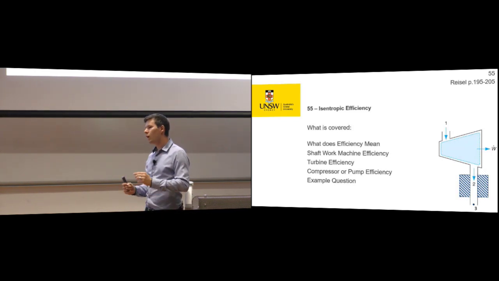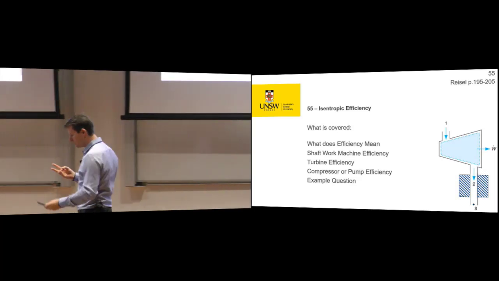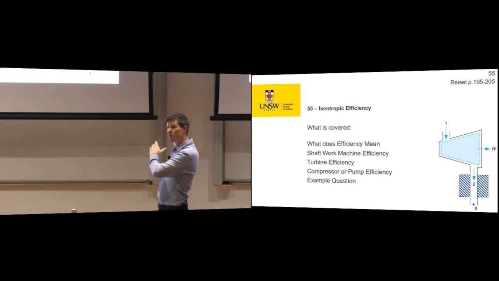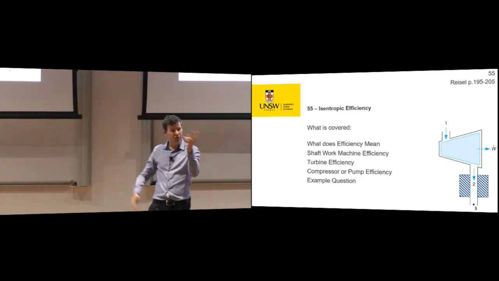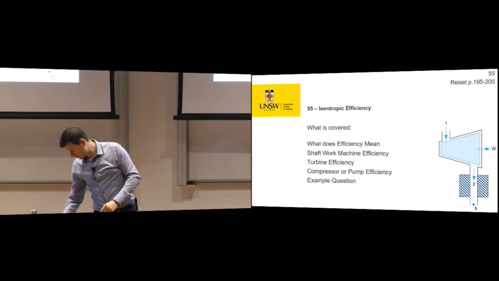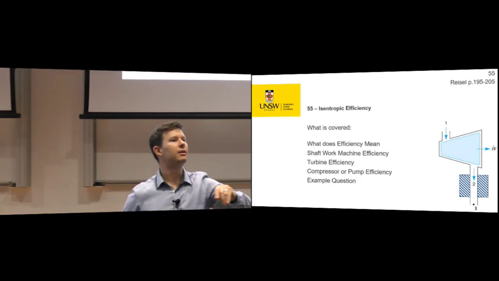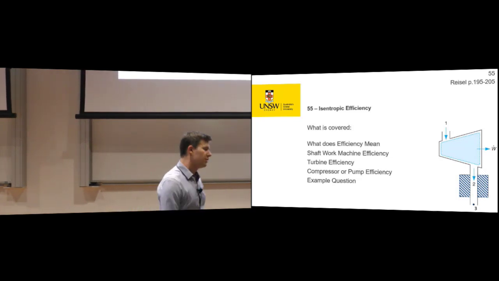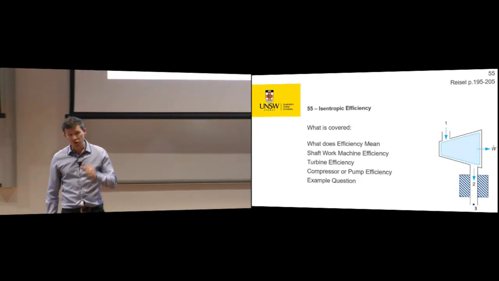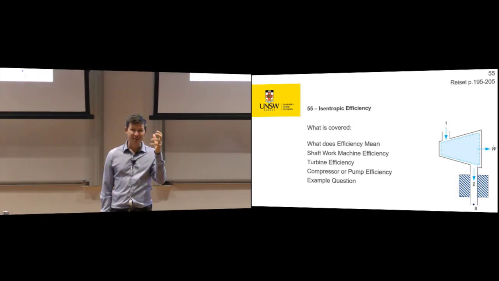At the moment, we should be aware of two different efficiencies. We've mentioned them in class. Can anyone name one of the two different efficiencies that we've already mentioned? It's not isentropic efficiency, that's the one we're doing now, but there's two other efficiencies we've mentioned. Yes, thermal efficiency. Thermal efficiency is one of the efficiencies that we've mentioned. And can someone define thermal efficiency?